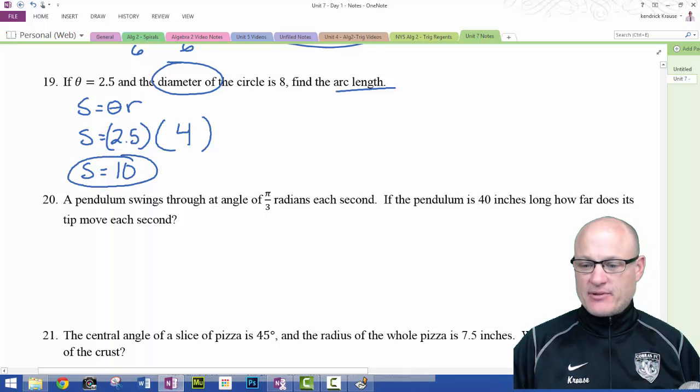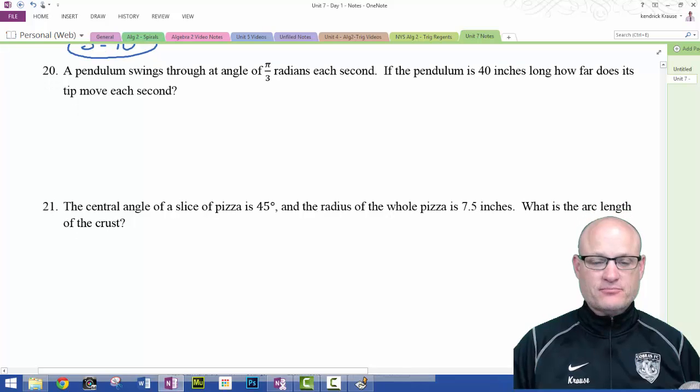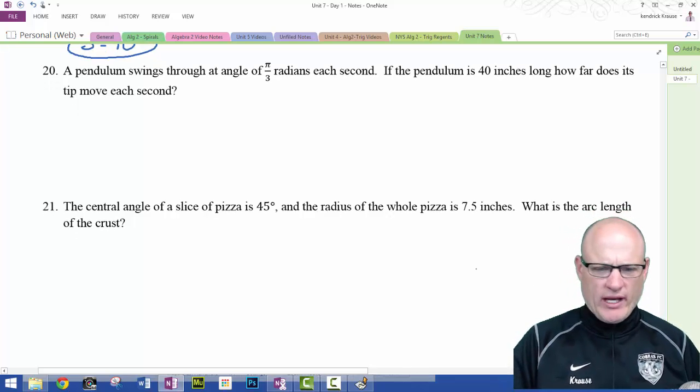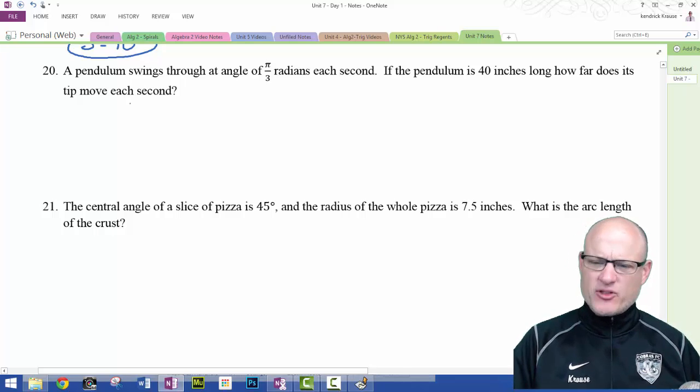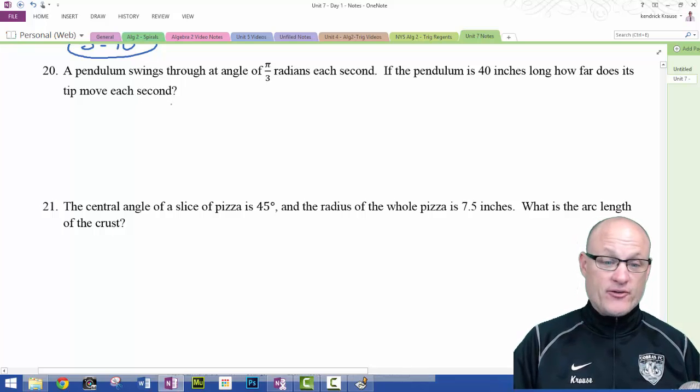Oh my God, Mr. Krause, what is that? A pendulum swings through an angle of pi over 3 radians each and every second. If the pendulum is 40 inches long, how far does the tip of the pendulum move? So you guys know what a pendulum is, right? It's like this.